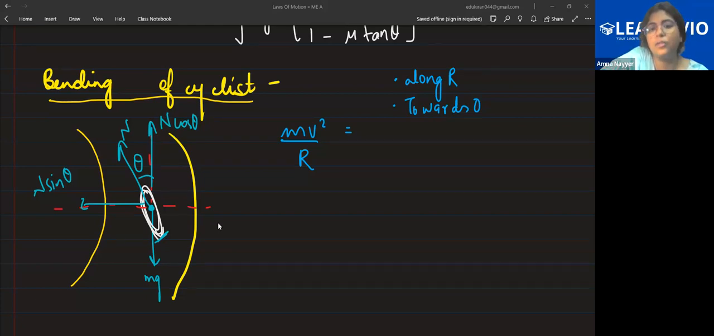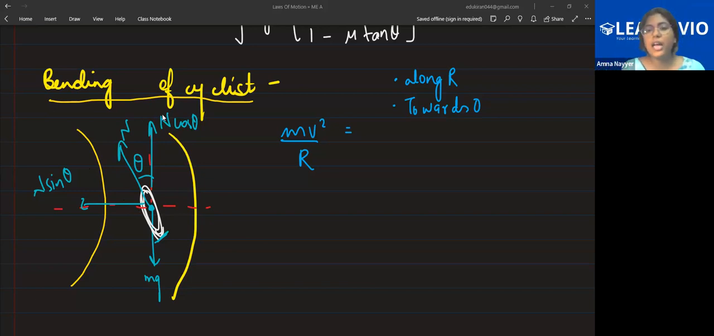See, Jyobita said normal reaction. Normal reaction is not along the radius. But at least I gave you one thing: yes, this is a force which has two components. So basically, we have three forces: N cos theta, N sin theta, Mg. These three forces are acting.